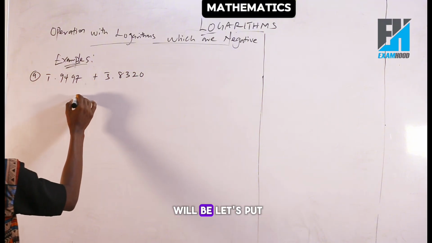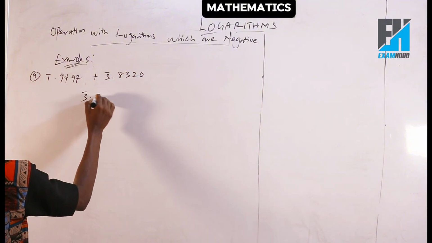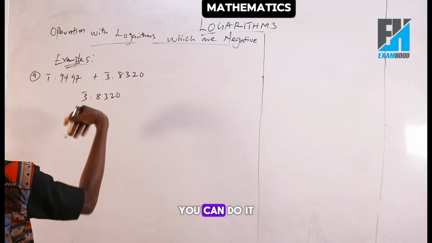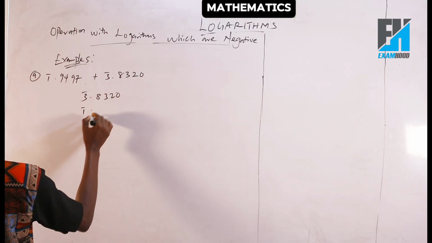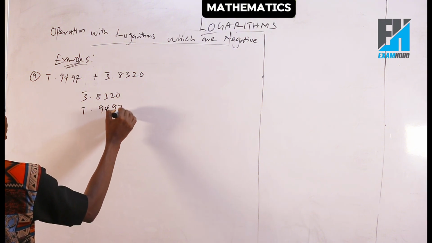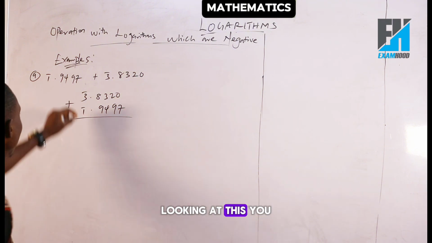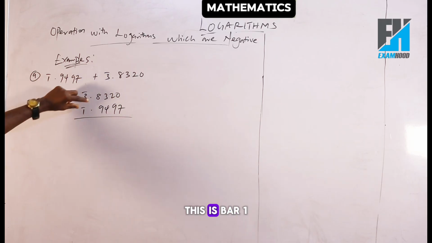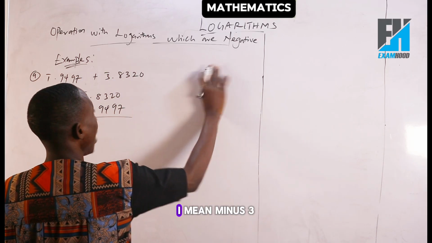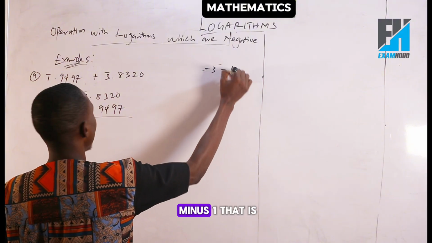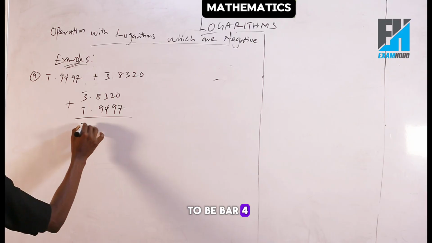Let's just see. Let's put this up: 3.8320. You can do it that way since it's addition. Bar 1.9497. We want to add them. Alright, looking at this, you see this is bar 3. This is bar 1. You can easily say, okay, minus 3, minus 1, that is minus 4, right? So we have it to be bar 4, isn't it?